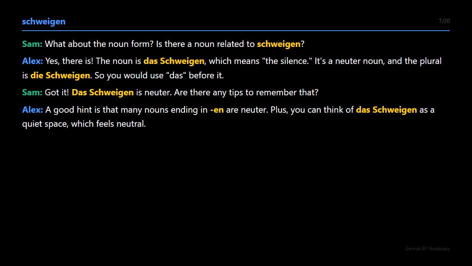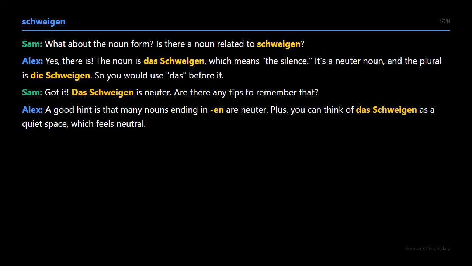Is neuter. Are there any tips to remember that? A good hint is that many nouns ending in -en are neuter. Plus, you can think of Das Schweigen as a quiet space, which feels neutral.